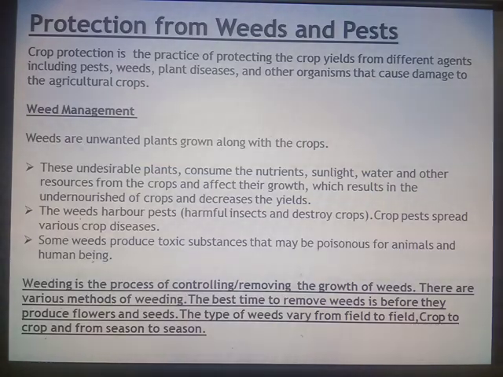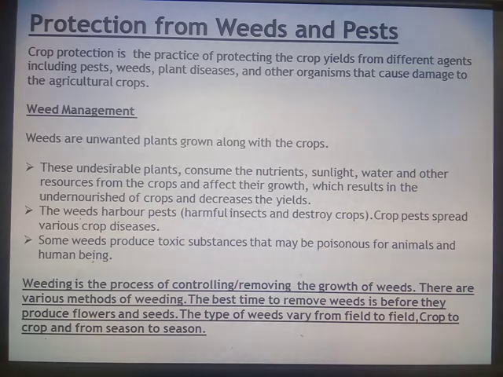Protection from weeds and pests. Now, first of all, we should know what is a weed. As we know, when the crop grows, in addition to that crop, there is growth of some unnecessary or unwanted plants along with the crop. So those plants are known as weeds. So we are required to protect our crop from those type of plants, and we take certain measures to protect our hard work or to protect our crop.